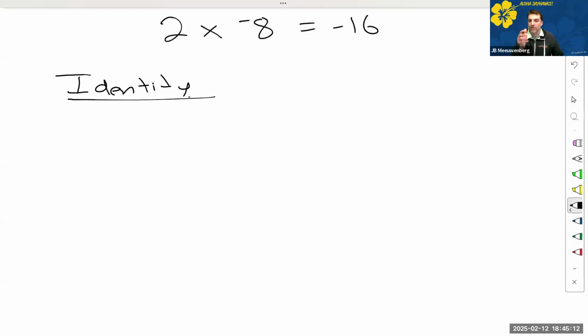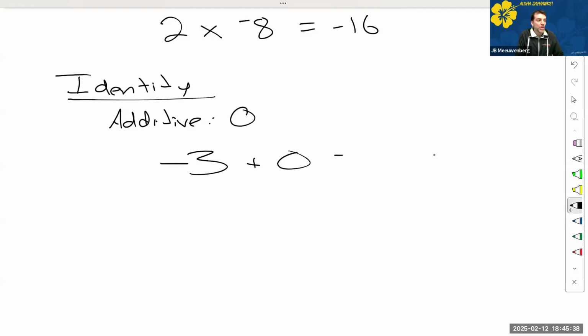What are the identity properties? Identity properties means it's really some number, and if you add or you multiply by that number, you get the same thing that you started with. And so we have the additive identity, or the identity for addition. And that is the number 0. 0 is the additive identity. Why? Because if you add it to any integer, you get the same integer that you started with. Okay? It's still its identity. Then you have the multiplicative identity.